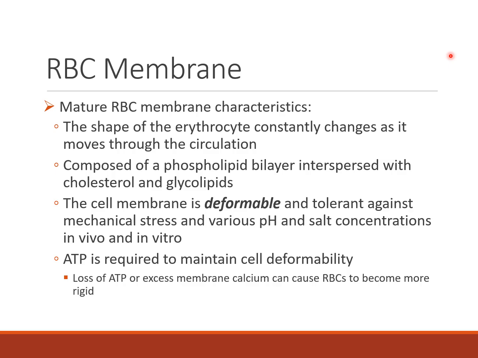And then ATP is also required to maintain that cell deformability, because loss of ATP or excess membrane calcium can cause RBCs to become more rigid. Remember, those calcium ions are transported across the membrane through facilitative transport, which means those pumps have to utilize ATP to function properly. If ATP is lost or inadequate, we'll have excess calcium that can't be pumped out appropriately, and that will cause stiffness and rigidity in the cellular membrane.